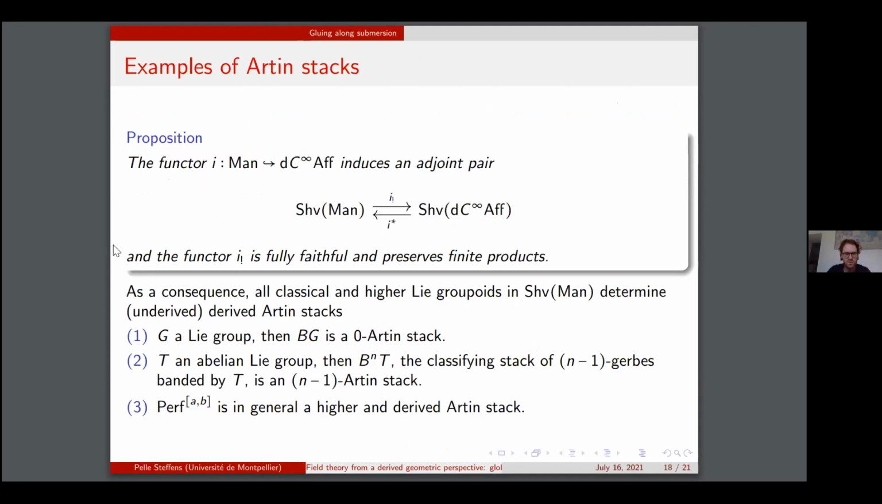So let me give some examples here. There are many obvious ones. It turns out that the functor from manifolds into derived C-infinity affines is fully faithful. This is in fact not entirely obvious. And it induces an adjoint pair where I upper star is simply pulling back sheaves, and I lower shriek is taking left Kan extensions. And somewhat, well, this is also not quite obvious, but this functor turns out to be fully faithful, and it preserves finite products.